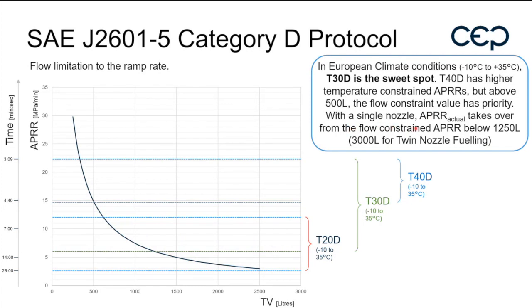So with a single nozzle, APRR actual takes over from the flow constraint value below 1,250 liters. Or if you use twin nozzle fueling, it will be 3,000 liters. So in other words, you will have limitations with a single mid-flow if you go above 1,250.